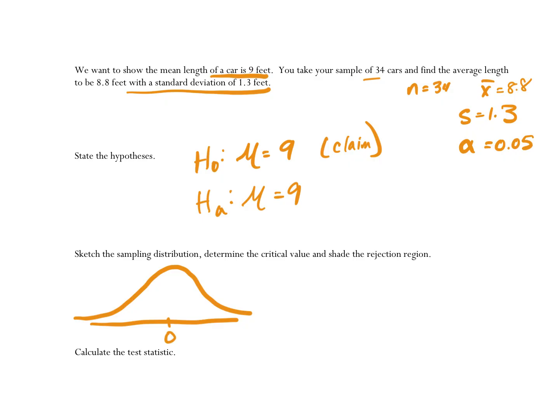What kind of distribution am I doing here? Z or T? T. I made that decision because what I have is S, not sigma. Oh, that should be not equal to for my alternative. They shouldn't both be the same. Where am I shading? Both sides. Lovely. And how much am I shading on each side?